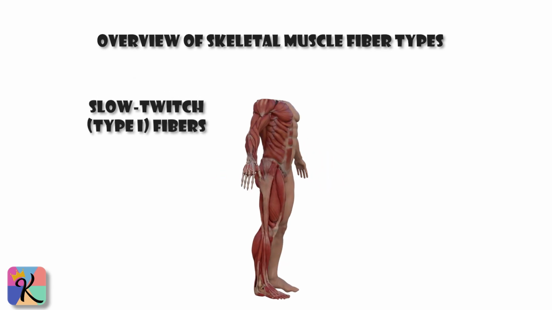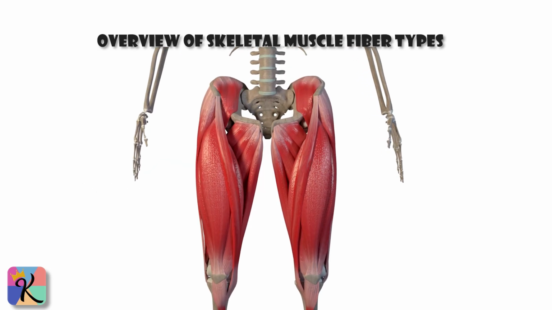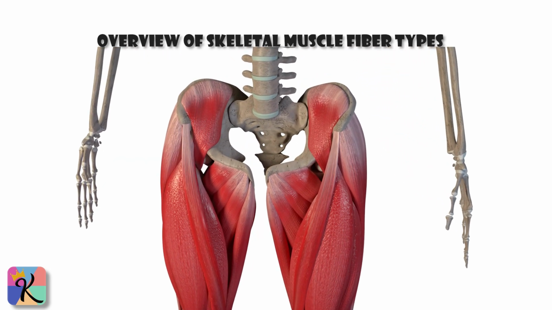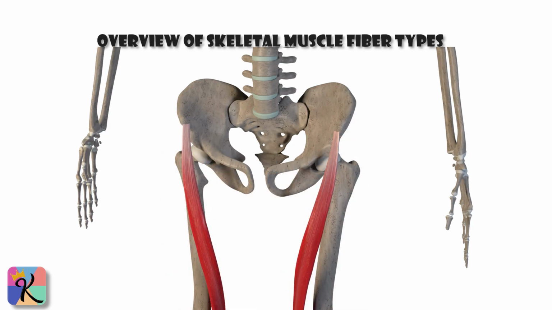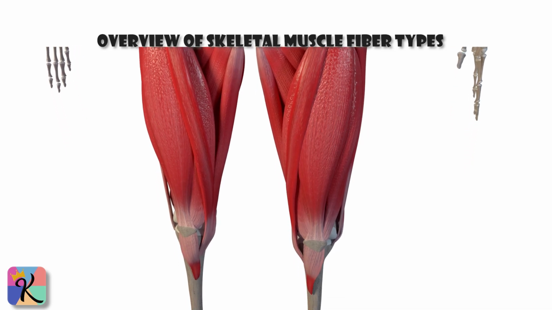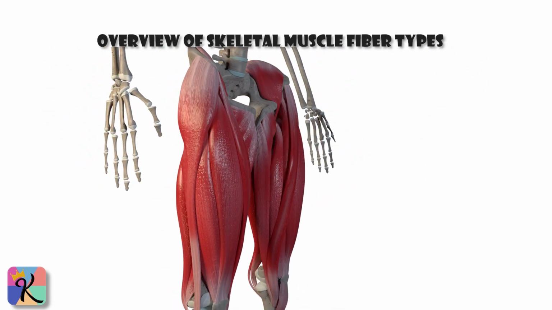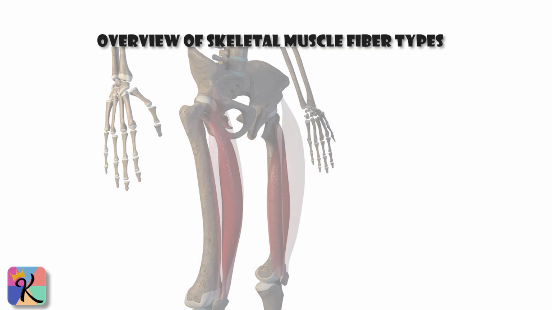Skeletal muscle fibers are categorized into two main types: slow twitch, type 1 fibers, also known as slow oxidative fibers, and fast twitch fibers. Fast twitch fibers are further subdivided into fast oxidative, type 2A, and fast glycolytic, type 2X, fibers. These classifications are based on two key factors: the speed of contraction and the metabolic pathways used to produce ATP, the energy molecule essential for muscle contractions.